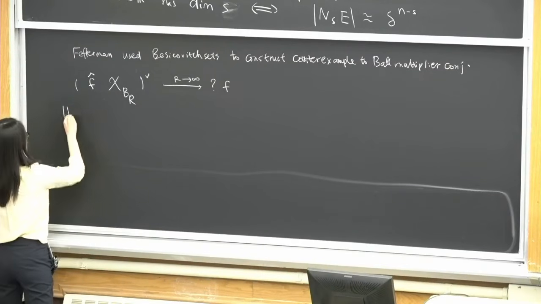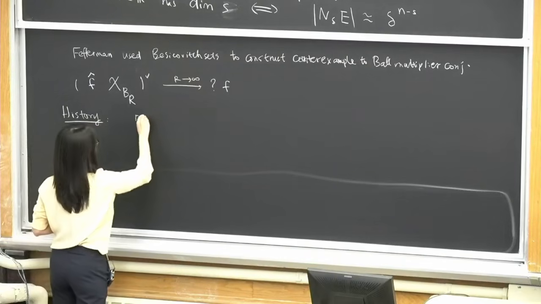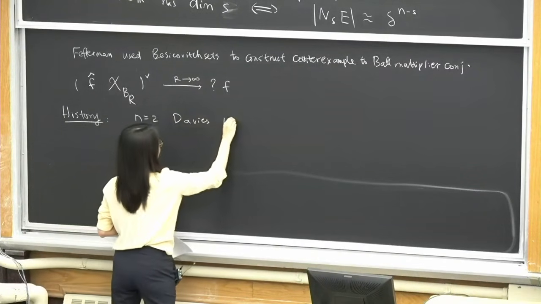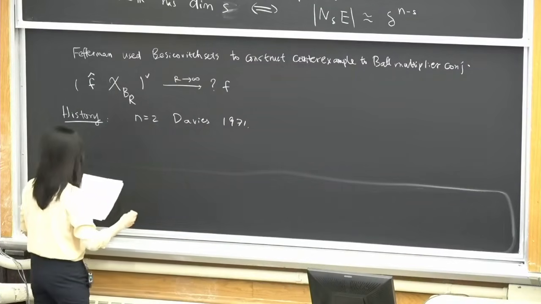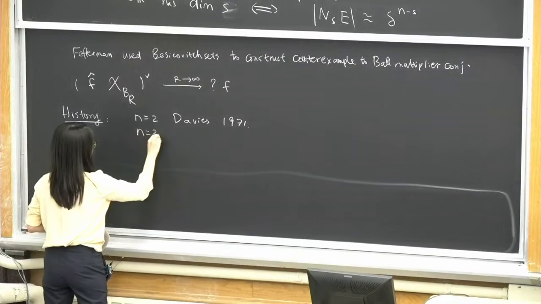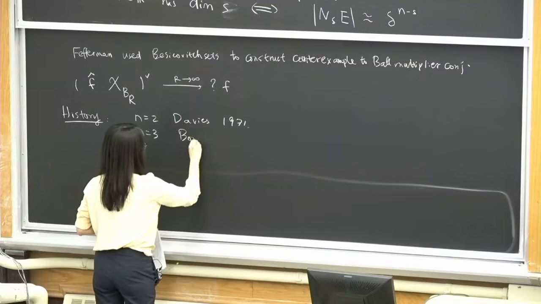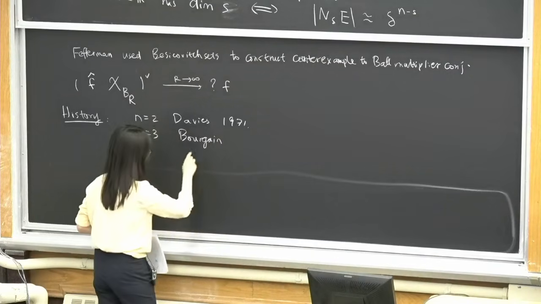So let me talk about history. The dimension 2 case was solved by Davies in 1971. And the dimension 3, that's what we are focusing on today. There have been several results in the past.